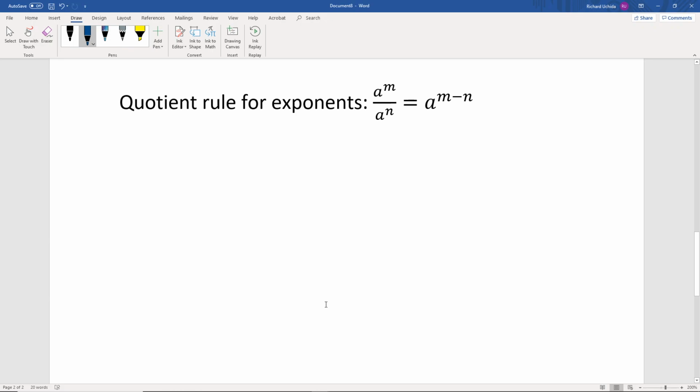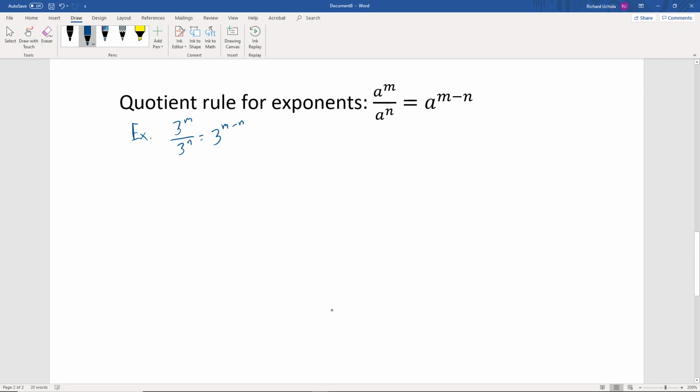And looking at the quotient rule for exponents, if you remember, the quotient rule for exponents tells us that a to the m divided by a to the n is equal to a to the m minus n. So let's do what we did before. Let's do an example. Let's say our base is 3. So we know that 3 to the m over 3 to the n is equal to 3 to the m minus n by the quotient rule for exponents.